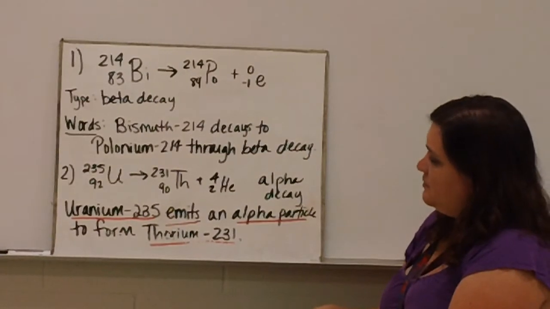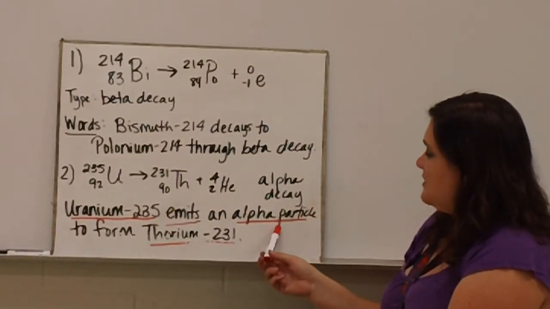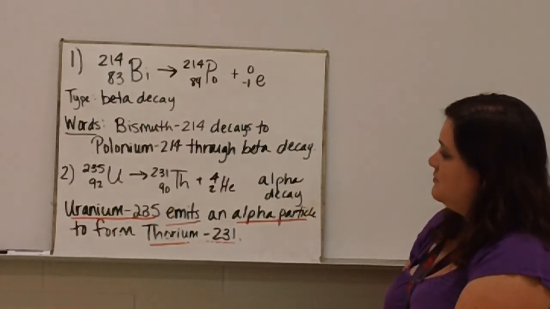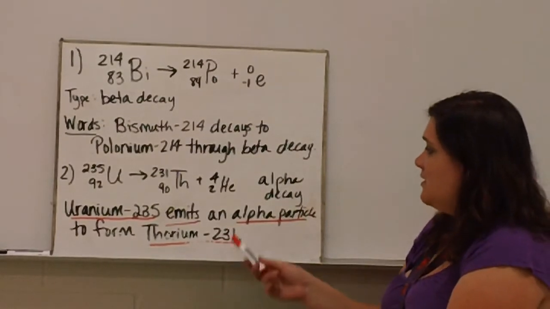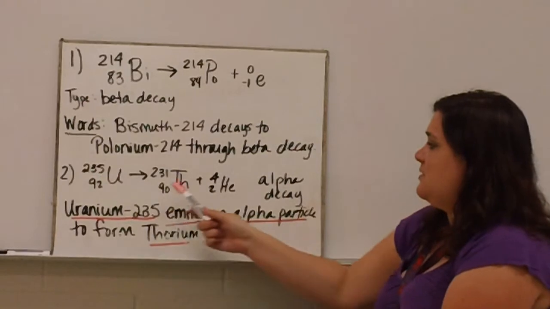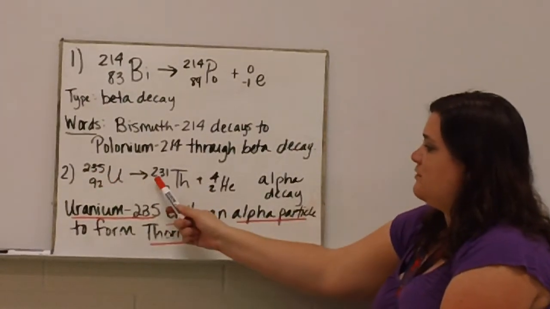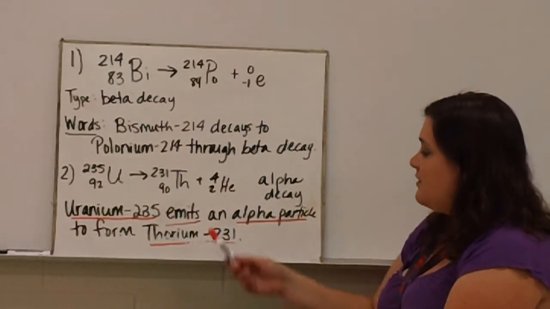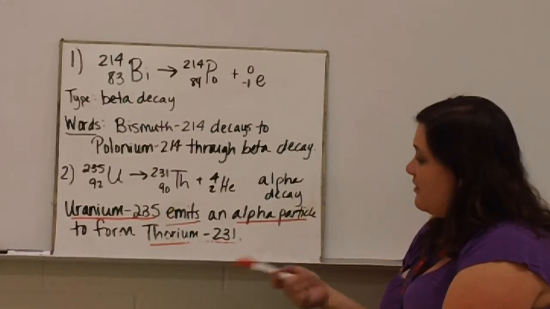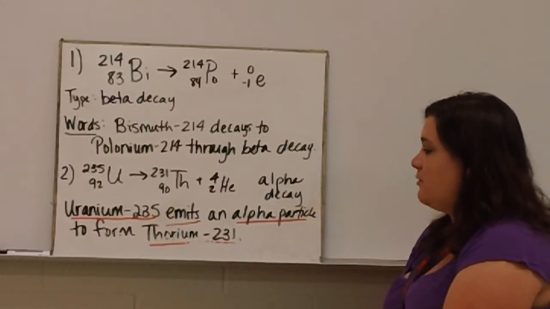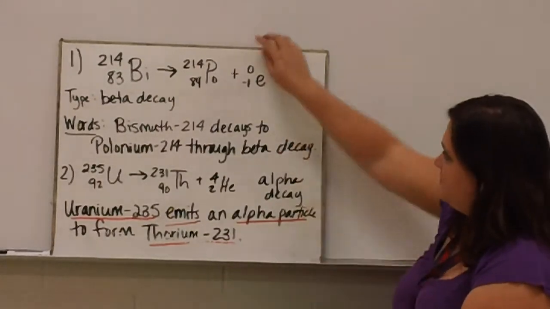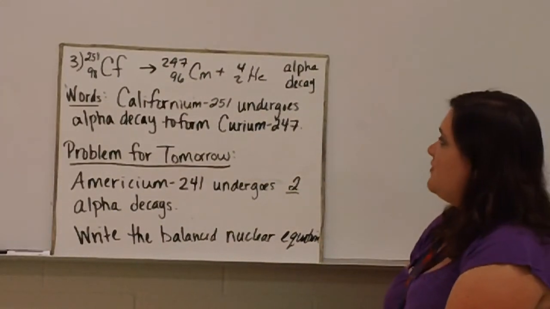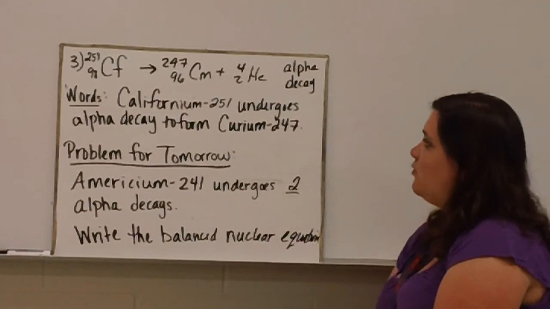In number 2, we have uranium undergoing alpha decay, or emitting an alpha particle, to form thorium-231. Again, the thing to keep in mind is that the left must be equal to the right. So 235 has to be equal to 231 plus 4, and 92 is equal to 90 plus 2. And if you wrote here that uranium-235 undergoes alpha decay to form thorium-231, that too would be correct. Alright, so number 3, we have californium-251 undergoing alpha decay to form curium-247.